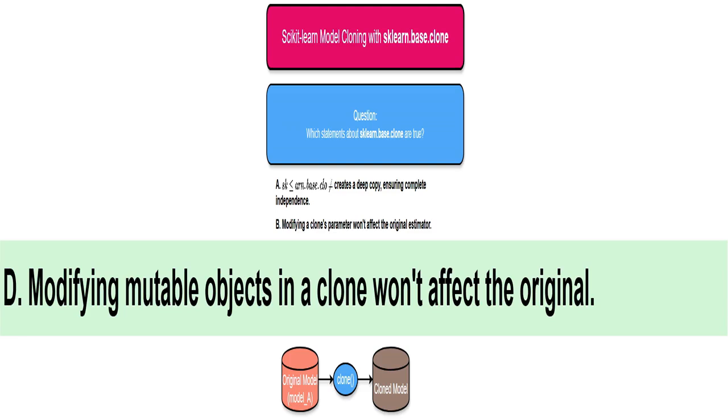Statement C restricts the functionality of sklearn.base.clone to only those estimators having a fit method. We need to verify the scope of sklearn.base.clone and see if this limitation holds true.